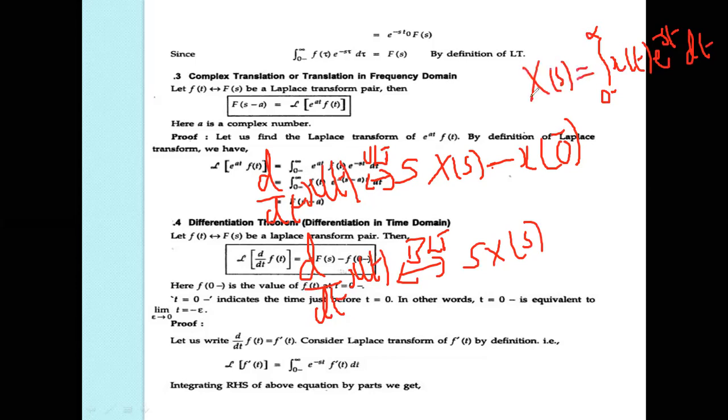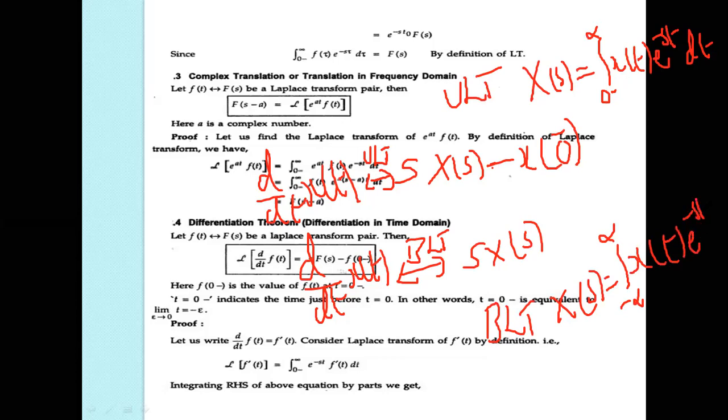X of s is the unilateral Laplace transformation. For bilateral Laplace transformation, the integral varies from minus infinity to infinity, so minus infinity to 0 and 0 to infinity, the bilateral or two-sided Laplace transformation. The unilateral is a single-sided Laplace transformation. Here 0 minus is just below 0 and 0 plus is just above 0. Actually both are equal to 0, there is no difference, my dear students. These are the only difference in the properties for unilateral and bilateral Laplace transformation: the differentiation theorem or differentiation in time domain.